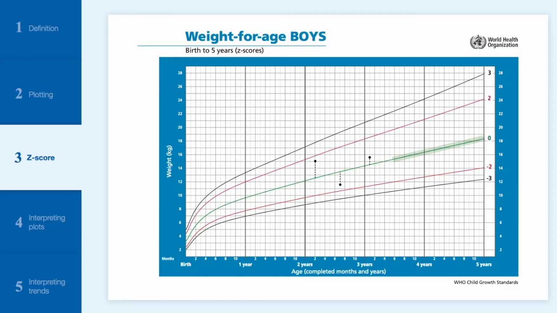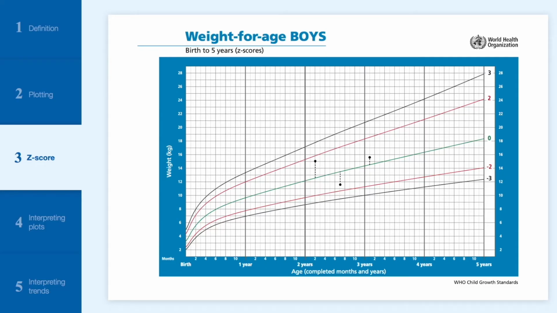For normally distributed measurements like height, the Z-score shows how many standard deviations away from the median a child is, with most children falling near the middle. For non-normally distributed measurements like weight, the Z-score requires more complex calculations, but the concept is similar. It helps identify how a child's weight compares to the average.